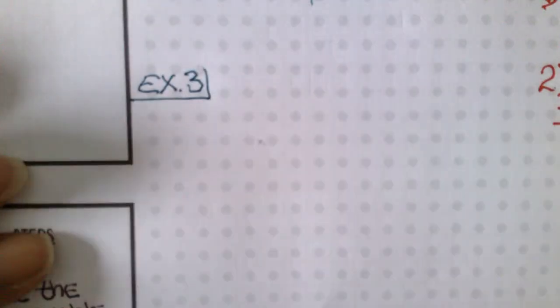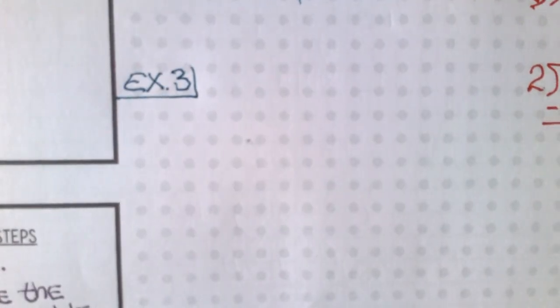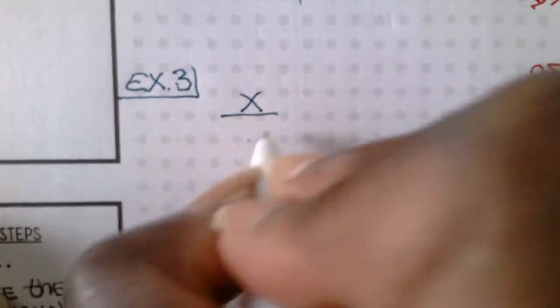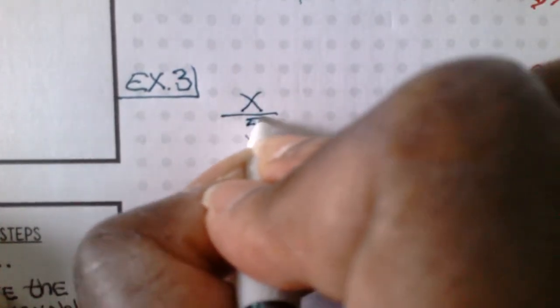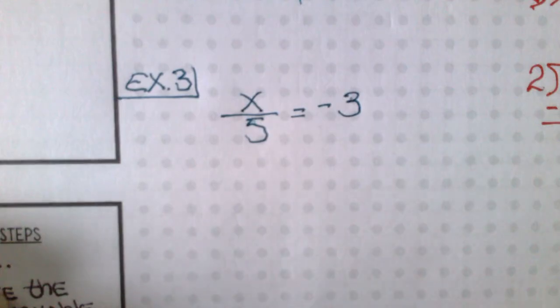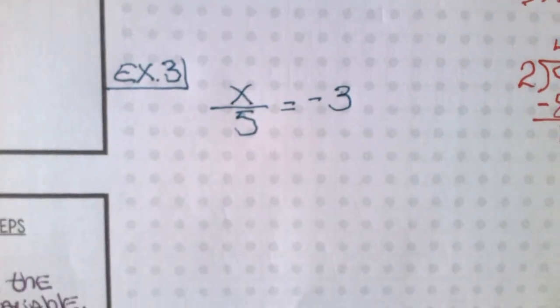All right? So, for example, 3. So let's take a look at this one. So like we said, we need to crawl before we can walk.